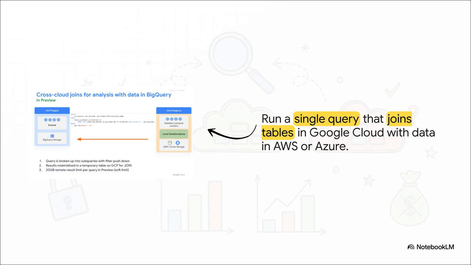But this is where it gets really mind-blowing. Look at this. It's a single query that joins a table you have in Google Cloud with data that is physically sitting in AWS. This is true real-time cross-cloud analysis, and you didn't have to move a single byte of that AWS data beforehand. That's a game changer.